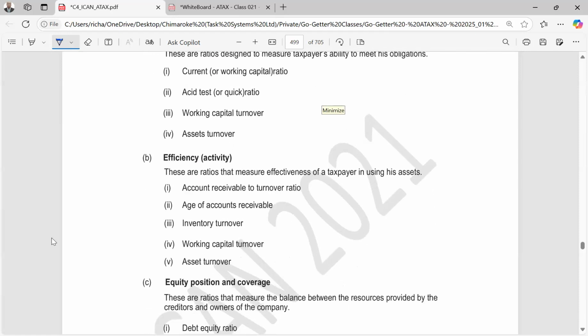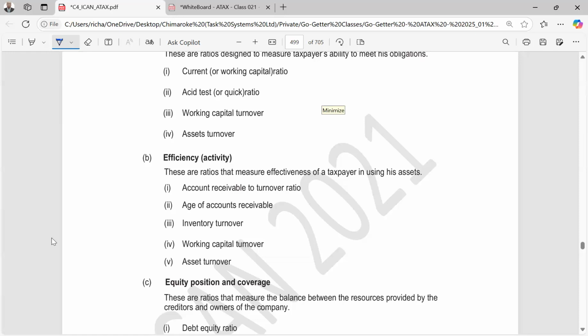We have efficiency ratio to know whether you are really doing well, whether you are efficient. Receivables turnover ratio, age of account receivable. If your account receivable are all over 30, maybe between 60 to 90, how many of them are there? Or how many of them are between 0 to 30? This is age of your account receivable. Inventory turnover. How many days does it take you to sell your product and restock? That is the turnover of inventory. Working capital turnover and assets turnover.